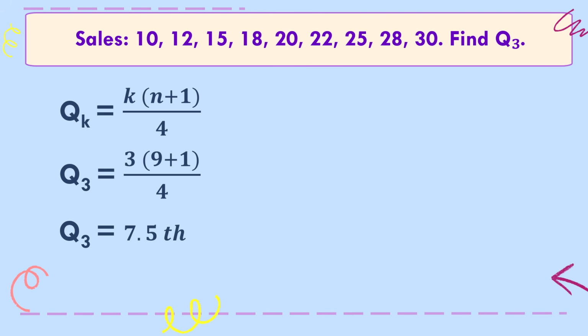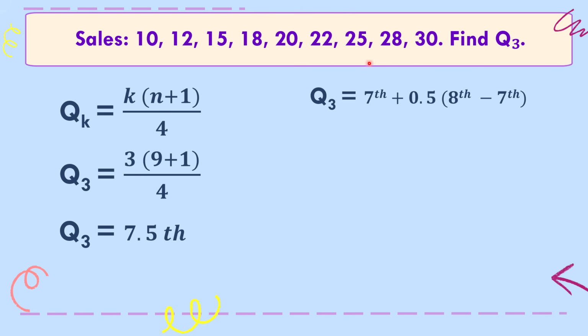That is the 7.5 position. The 7.5 is not exactly a whole number, but if we count 1, 2, 3, 4, 5, 6, 7, it is between 7 and 8. So let us continue to solve for the 7.5 position for quartile 3. Quartile 3 is the 7th position plus the decimal, that is 0.5. So 7.5 is between the 7th and 8th positions.